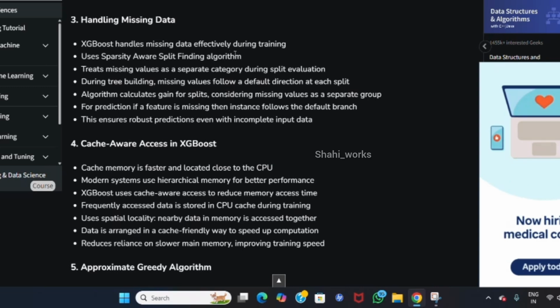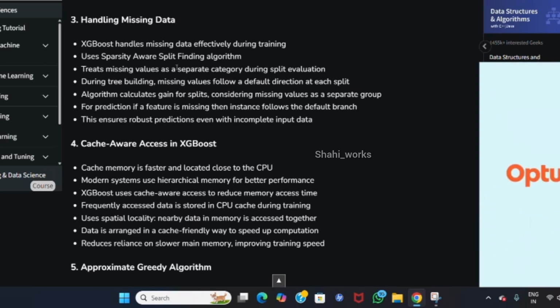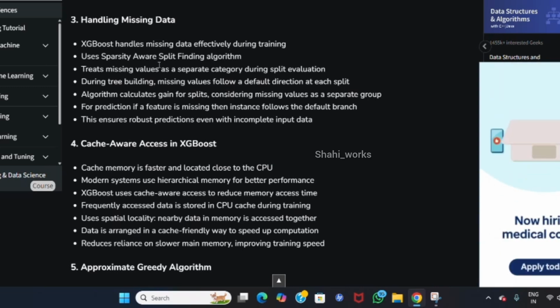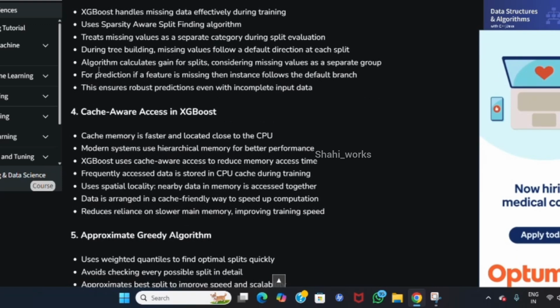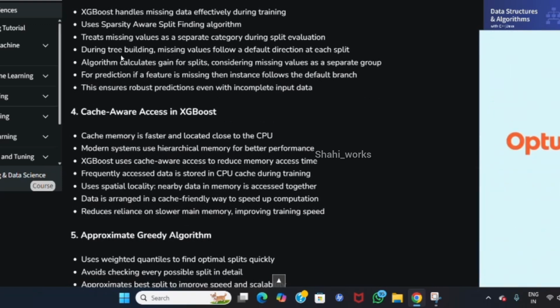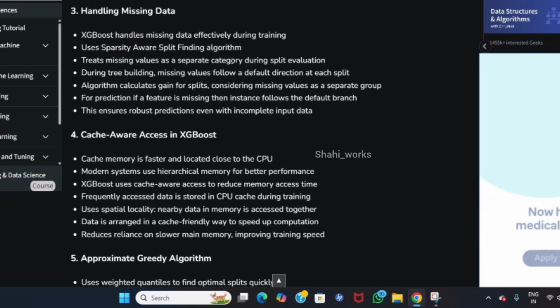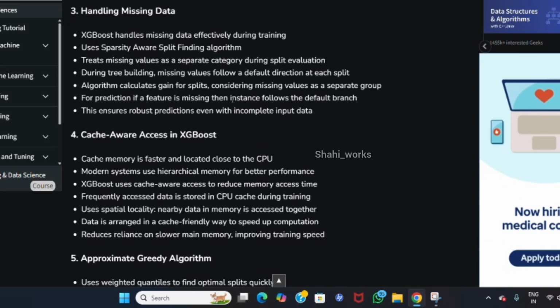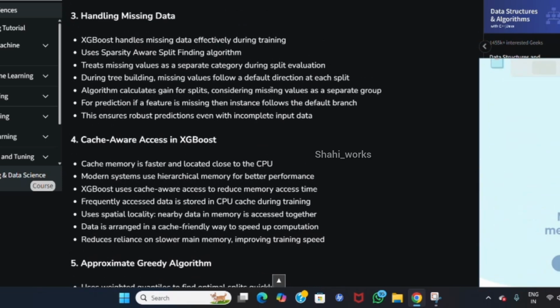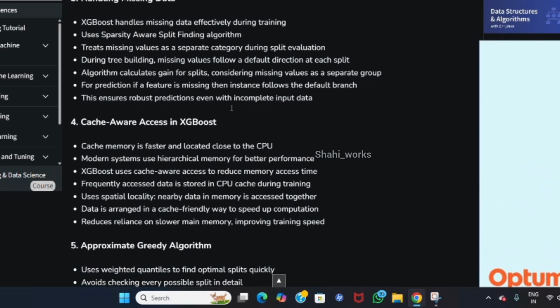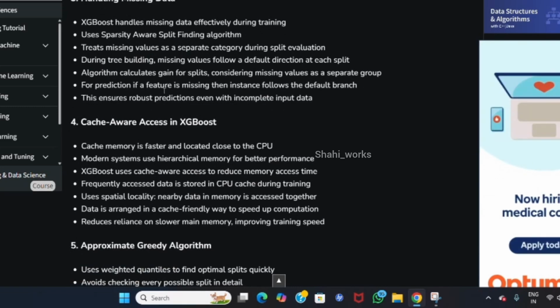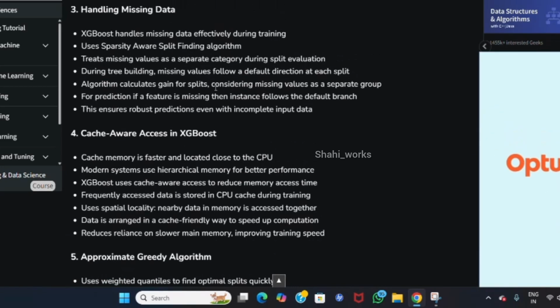XGBoost handles missing data efficiently. It is sparsity aware and treats the missing value as a separate category. During tree building, the missing values follow a default direction. The algorithm calculates gains for splitting, considering the missing values as a separate group. This is also used for prediction of future data and ensures robust prediction with incomplete information.